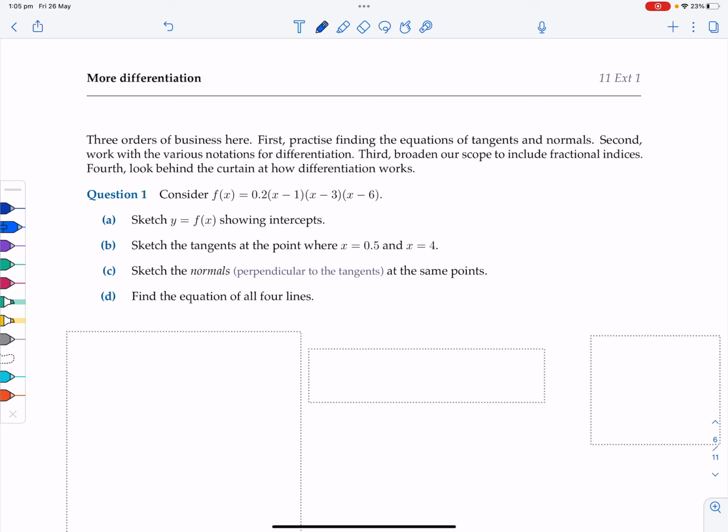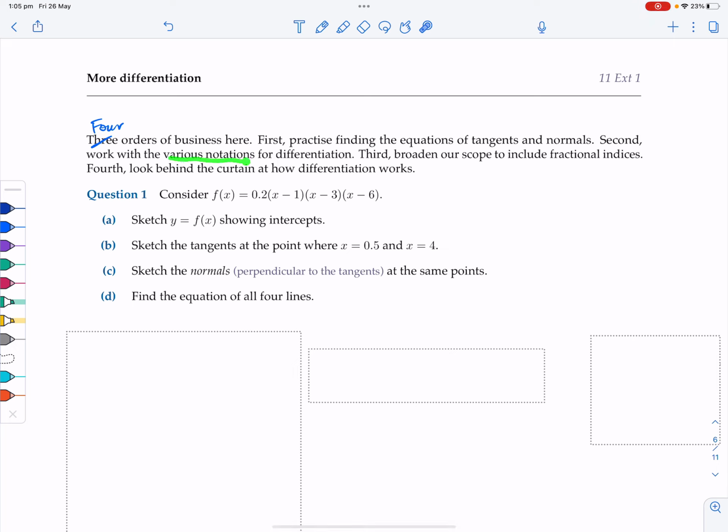We're back with the appropriately named handout, More Differentiation. So we have four things that we're looking at here. We're getting the equations of tangents and normals. That's a core skill that you must be practiced in. You don't know what a normal is yet, but you'll know soon enough.